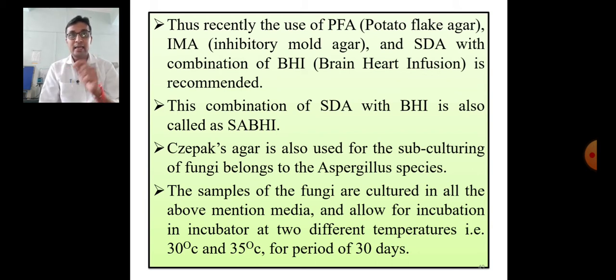SA from SDA and BHI from the second one. The combination of Sabouraud's dextrose agar media and brain heart infusion is nowadays widely used in order to allow the growth and cultivation of the fungi cell, and the combination of this SDA and BHI is known as Sabi or Sabi agar media, which is basically used to allow the growth and cultivation of fungi.